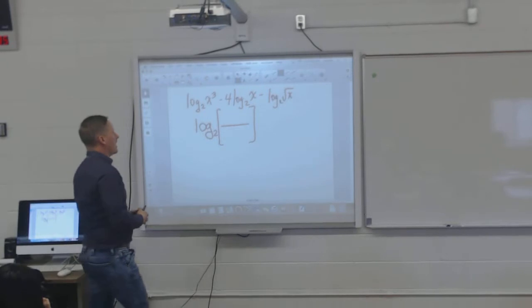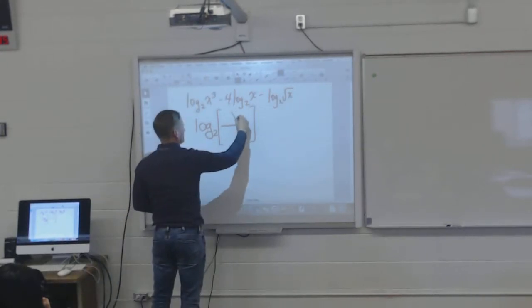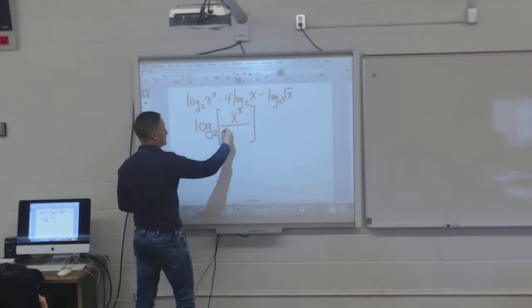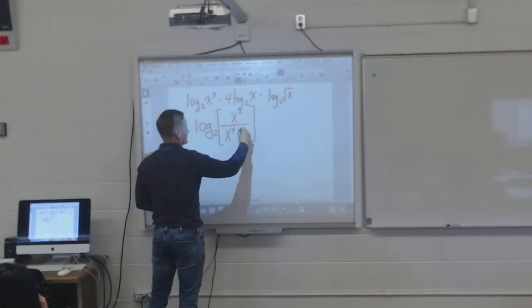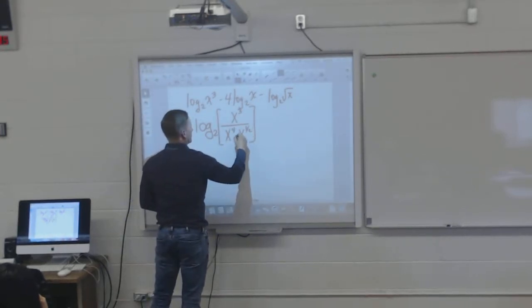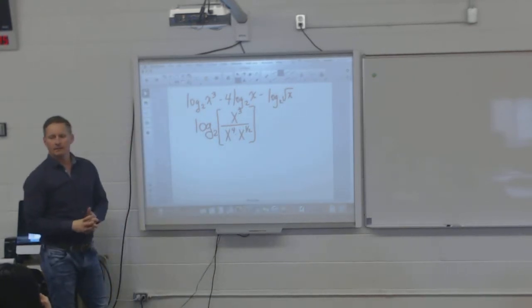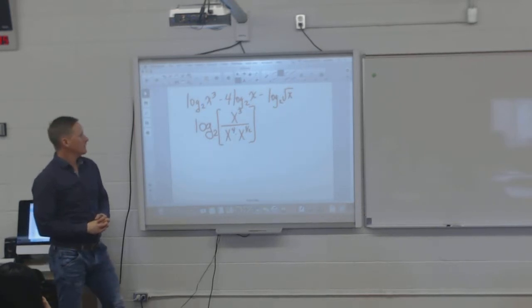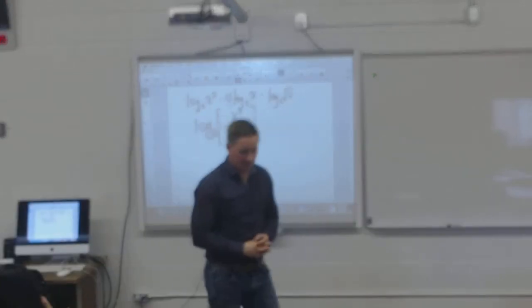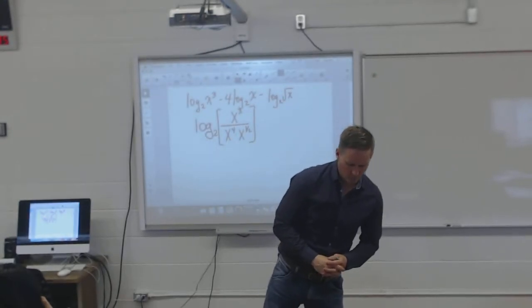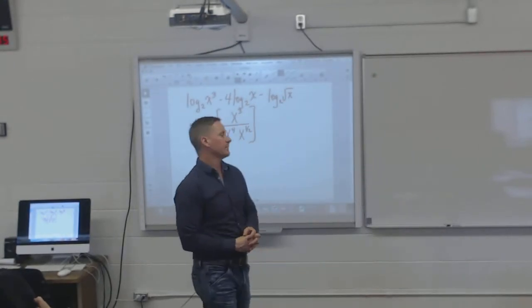Okay, so what goes on top? X cubed. What goes on the bottom? X to the power 4 times x to the 1/2. Awesome. Good work. Just like that. Okay? I guess I'm going to leave it just like that. No, they did reduce it.